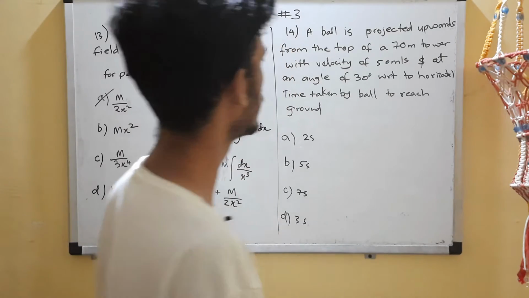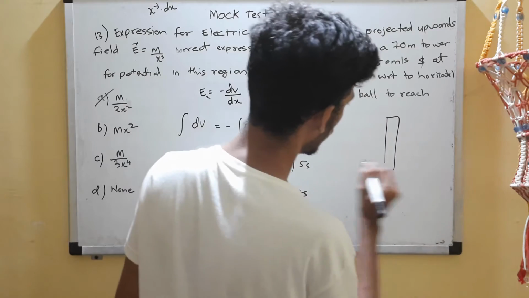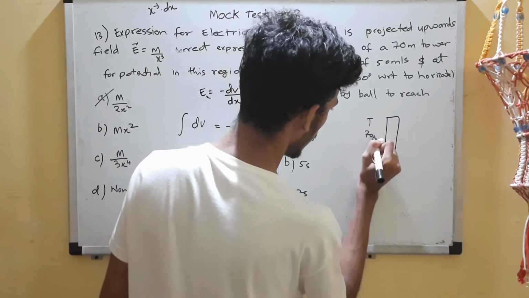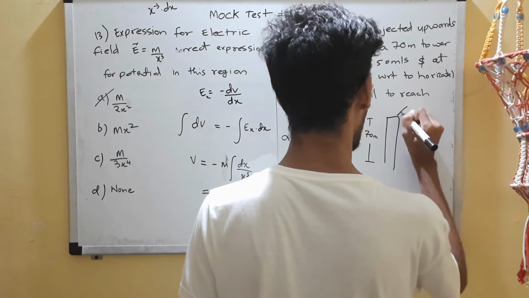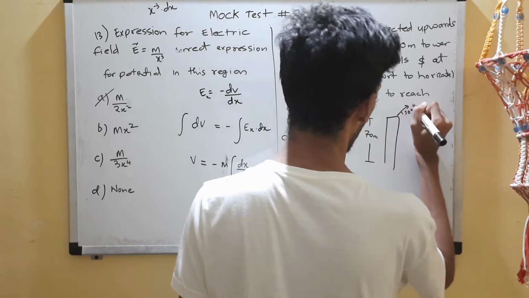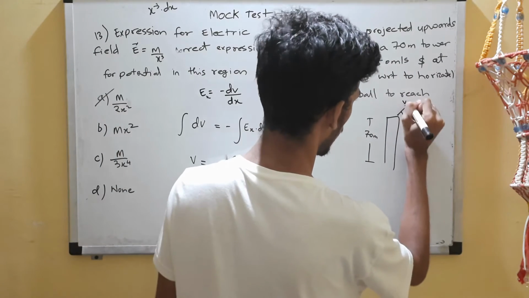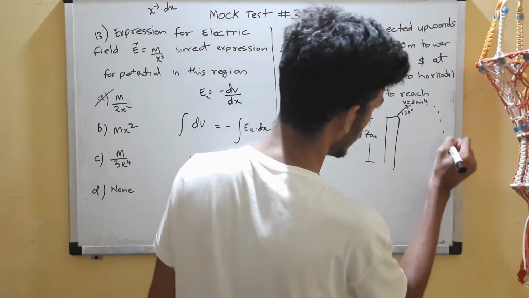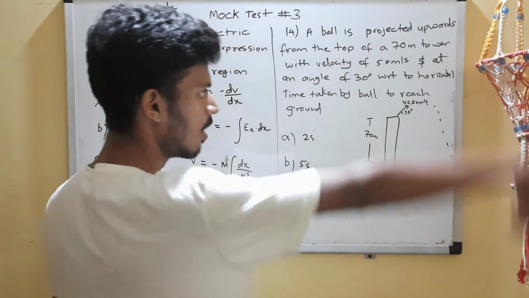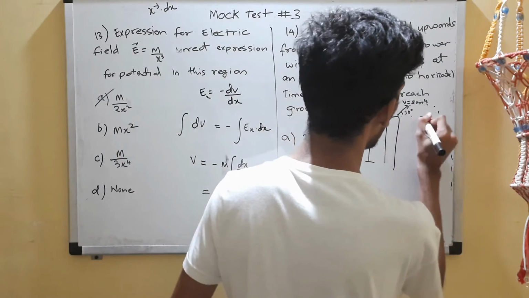Now let's come to this question. Let's imagine this. We have a ball being projected from a 70-meter tall building. Okay, it is projected at an angle of 30 degrees with respect to horizontal. Okay, and with a speed of 50 meters per second. So you are supposed to tell what is the time taken by this ball to reach the ground. Okay, it will follow a trajectory like that. So what is the time taken by the ball to reach the ground?